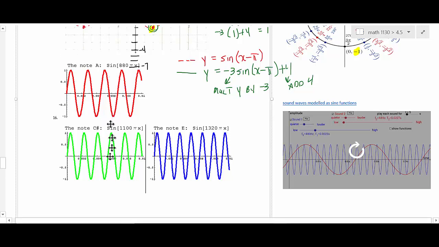And then if you had a note like C sharp, that would be modeled by sine of 1110 pi x. That's the note E. Now, if you're a musician, does anybody play an instrument? If you play a chord, a major chord is composed of 3 notes: the root, the major third, and the fifth. If you were playing an A chord, you would play A, then go up to C sharp, then E, and that makes a chord. The sound wave would just be adding all of those numbers together.